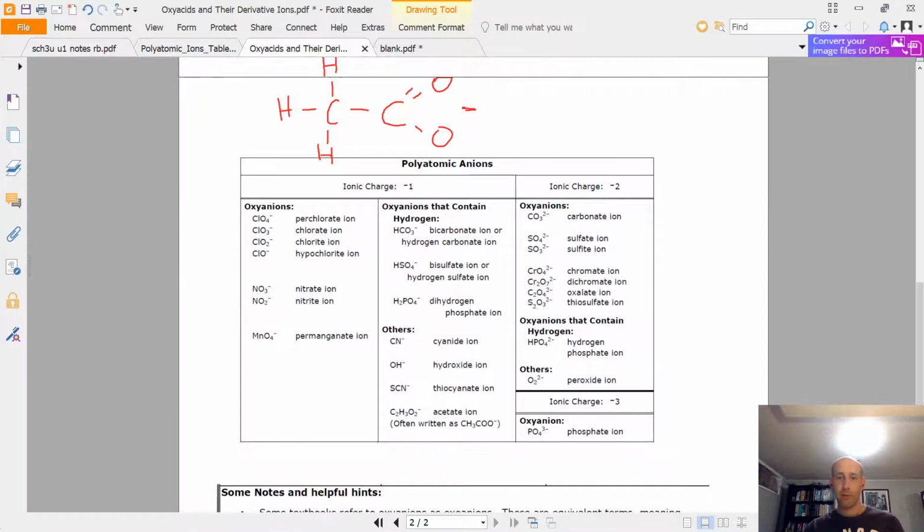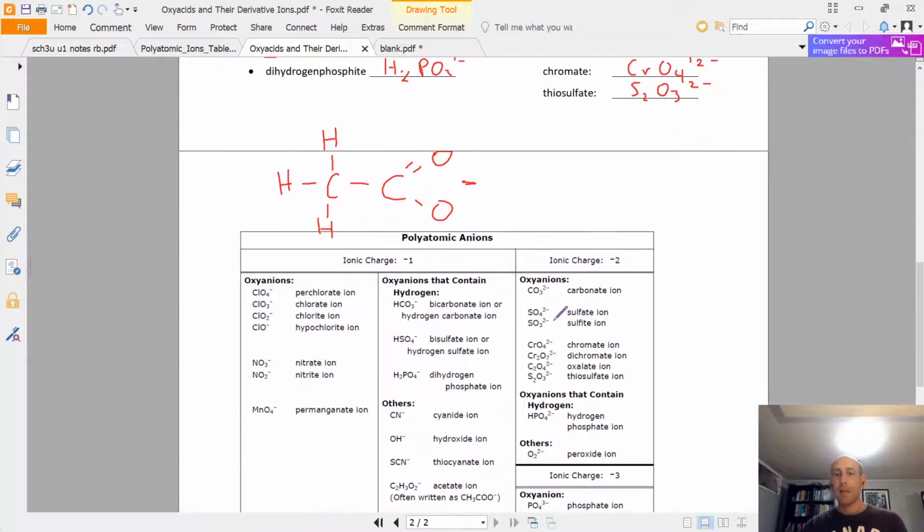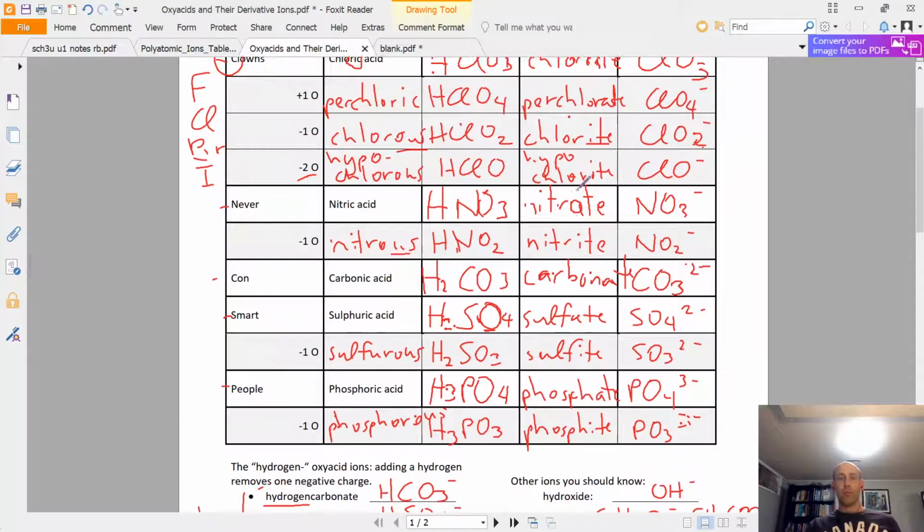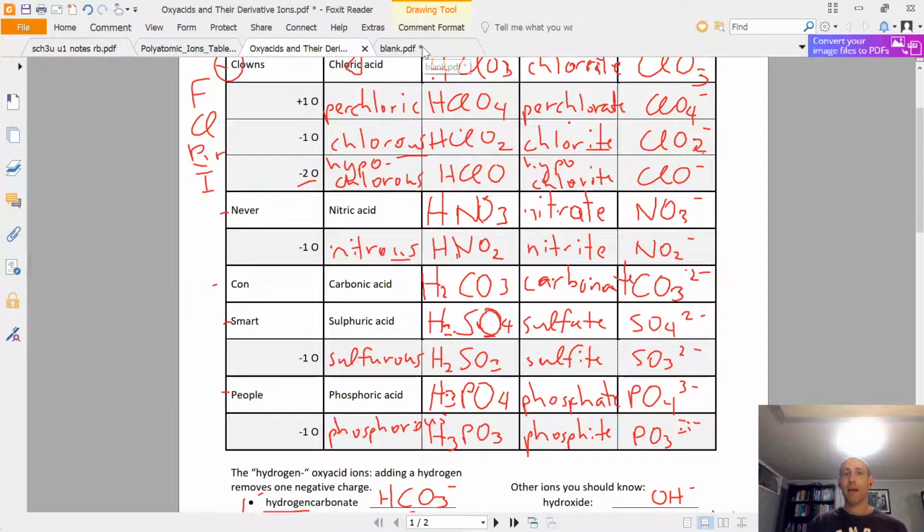Is it over here? Oxyions. This is on the back of that sheet. Thiocyanate. See, thio means an extra sulfur. Anyways, I don't see it there. Okay, that fills this sheet, and you now know the system. Let me put it into action for you.